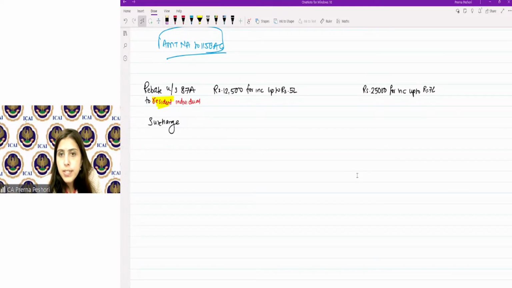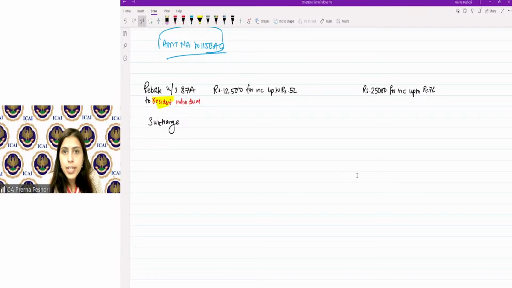What is the surcharge? So, the surcharge rates in case of the individual who has gone for 115BAC, meaning he has not opted out of 115BAC. For them, the surcharge is as per these slabs. So just write down the slabs for the 115BAC.